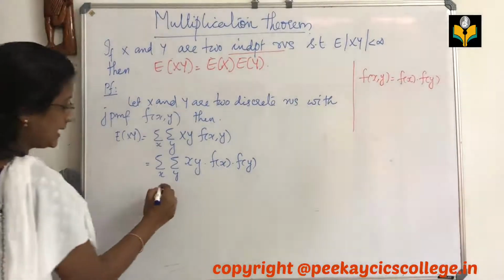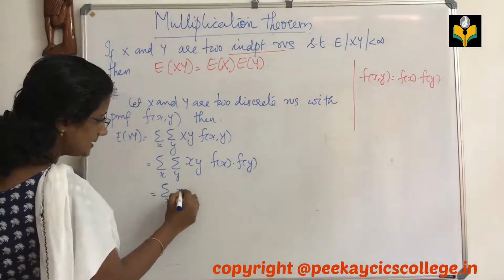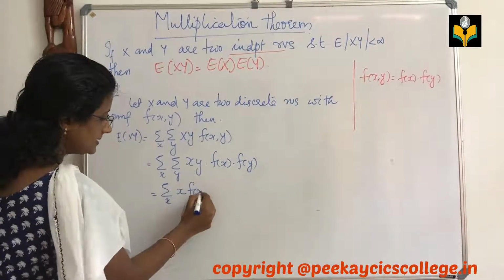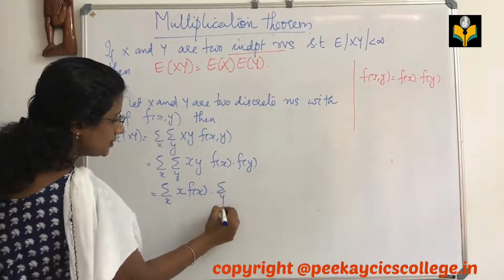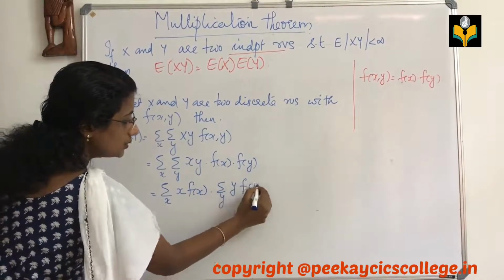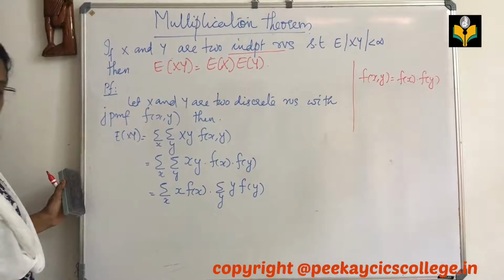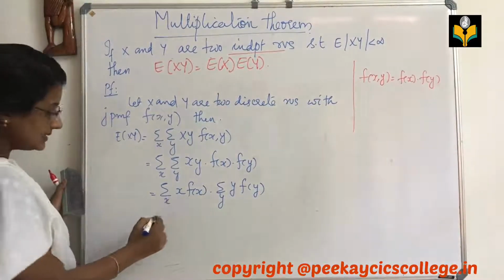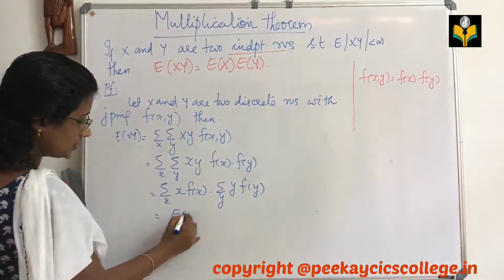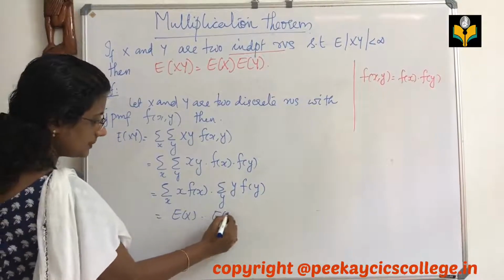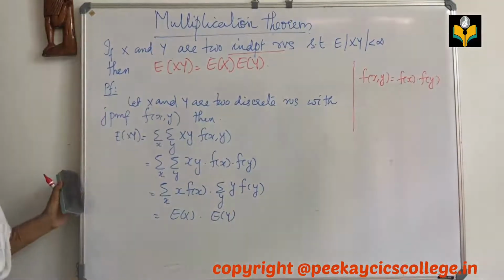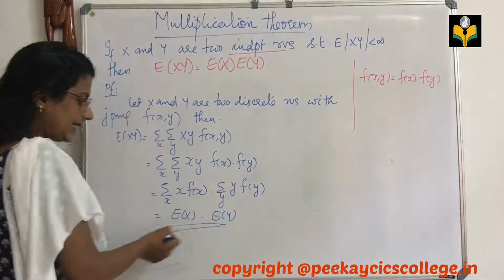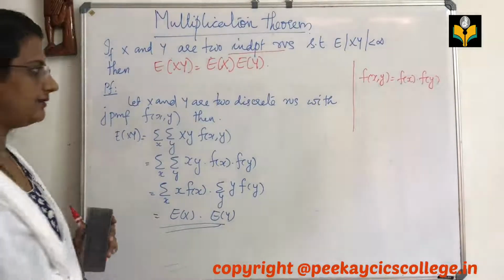I will rewrite this as summation over x, x into f of x, into summation over y, y into f of y. Clear? What is this? This is expectation of X into expectation of Y. So we proved the result in the case of discrete random variables.